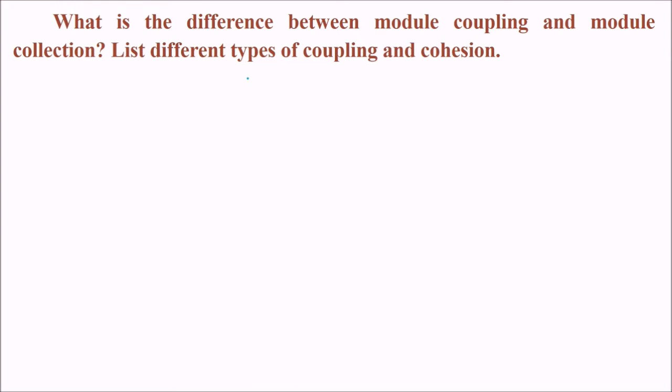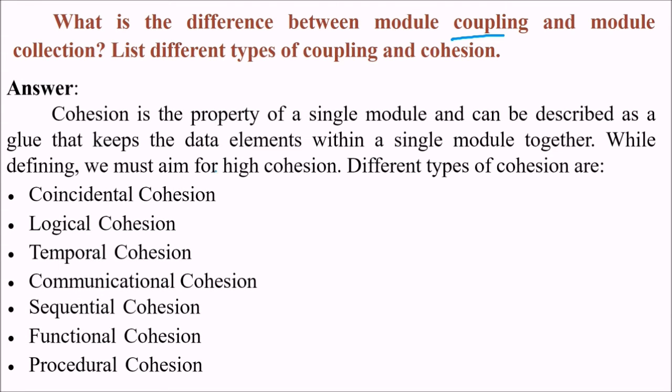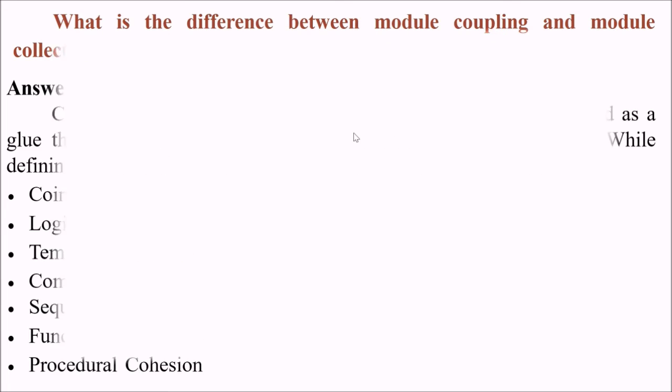What is the difference between module coupling and module cohesion? List different types of coupling and cohesion. Cohesion is the property of a single module and can be described as the glue that keeps the data elements within a single module together. We must aim for high cohesion while designing. Different types of cohesion are coincidental, logical, temporal, communicational, sequential, functional, and procedural cohesion.